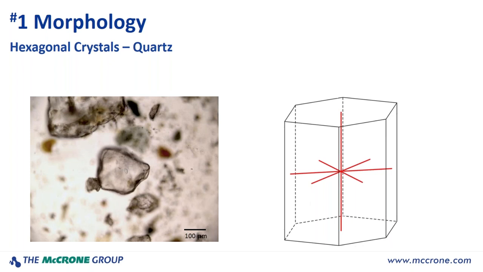Hexagonal crystals, or quartz. The hexagonal system has four crystallographic axes consisting of three equal horizontal or equilateral axes at 120 degrees to each other, as well as one vertical axis, which is perpendicular to the other three. This vertical axis can be longer or shorter than the horizontal axes. Quartz has two refractive indices, and light passing through the crystal is refracted, resulting in birefringence, which you'll see here.